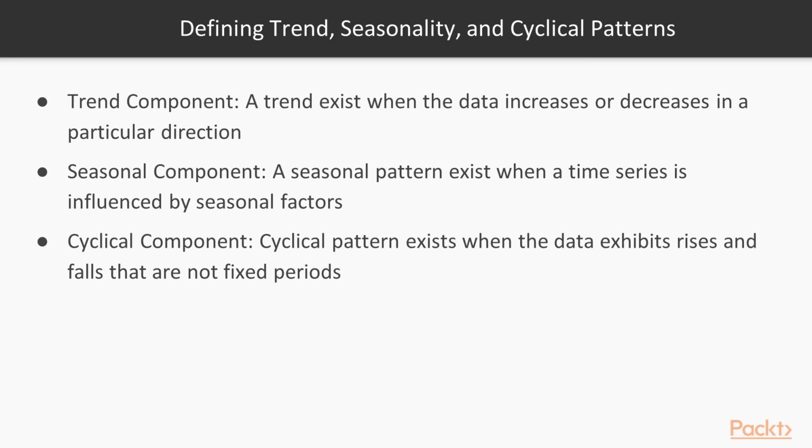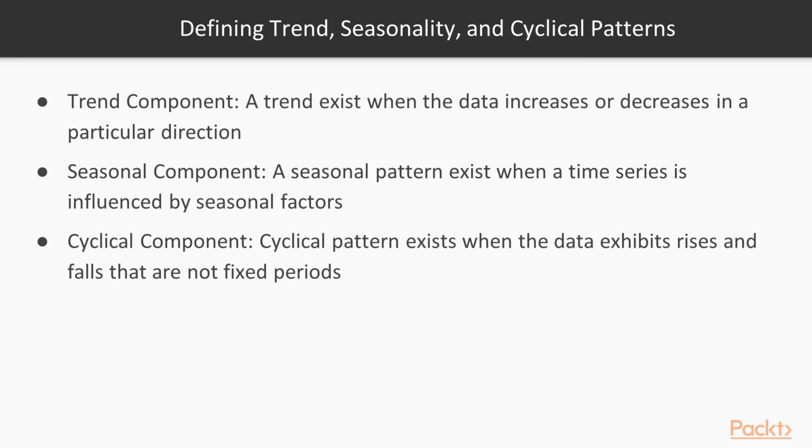Now, what is a trend? Well, a trend would exist when the data would increase or decrease in a particular direction. A seasonal pattern would exist when a time series is influenced by seasonal factors such as months of summer or months of fall, winter, etc. Cyclical patterns would exist when the data exhibit rise and fall that are not fixed.